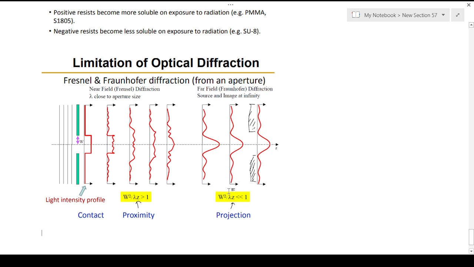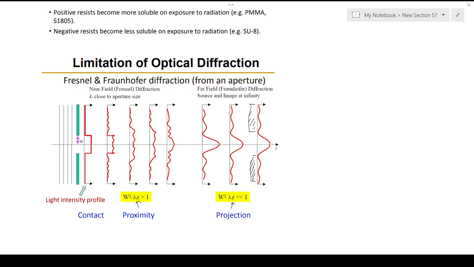So it is always better to have W square by lambda, that is the corresponding condition, be less than or equal to 1 to get a proper intensity profile for the optical lithographic technique. So that is the one limit one can say.